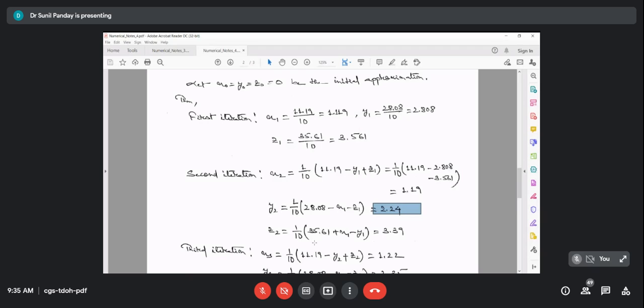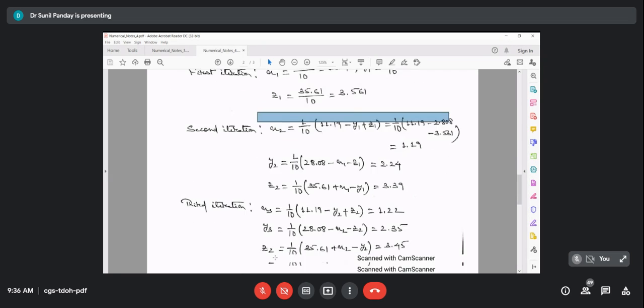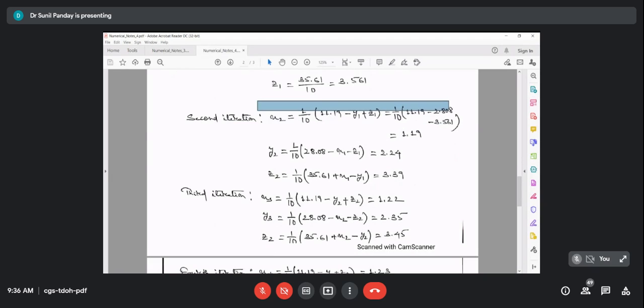Similarly in z2 also, in the left z2 and in the right x1 y1, and then x1 y1 I will substitute from the previous step, and I will get this one. So this is the new updated value of x2, y2, z2. Now in the third iteration, because I want to know the next updated value of x3.